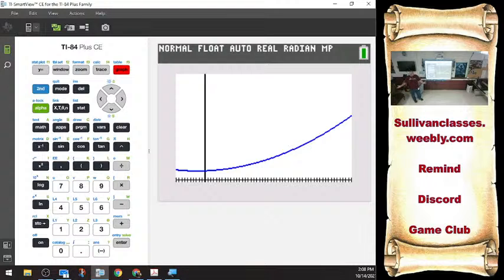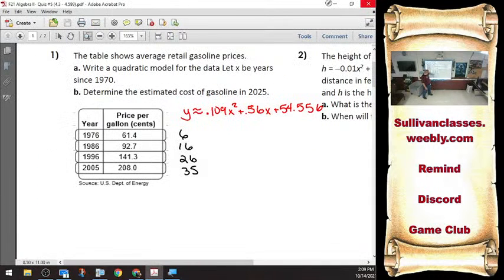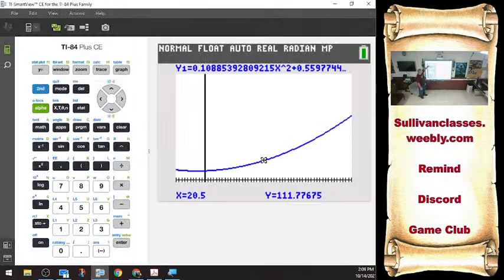I can see the model, right? So, calculator or food? Bring it back. Okay. So I can just trace. And we'll say out to, what was 2000, what did they want in 2025? So I would need to go out, oh wait, 2025?